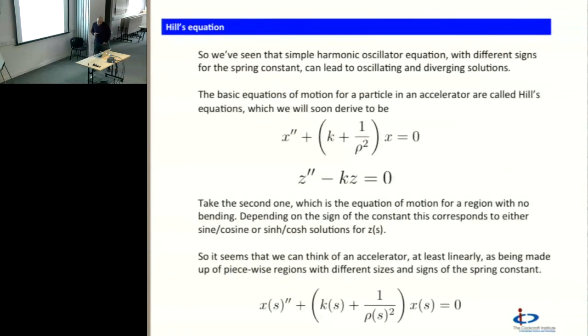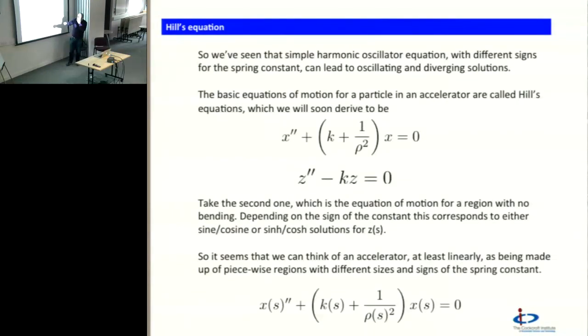So there's Hill's equations. We've seen that the harmonic oscillator equation with different signs can lead to oscillating and diverging solutions. We've seen that from a pendulum. What we're going to do after coffee is derive these, which are the basic equations of motion for an accelerator, linearized, transverse, and they're called Hill's equations. We'll derive these after coffee. That's the motion in the horizontal plane, and that's the motion in the vertical plane.